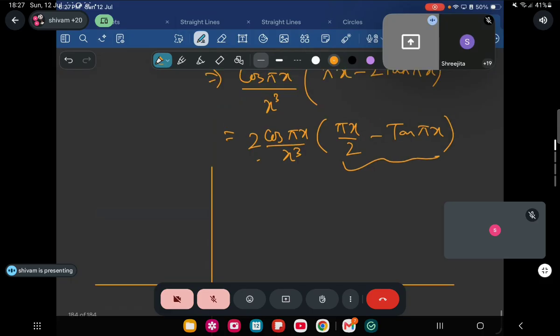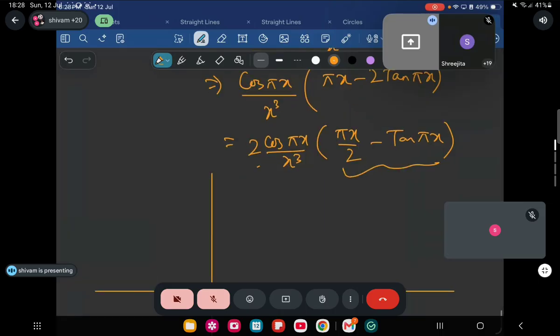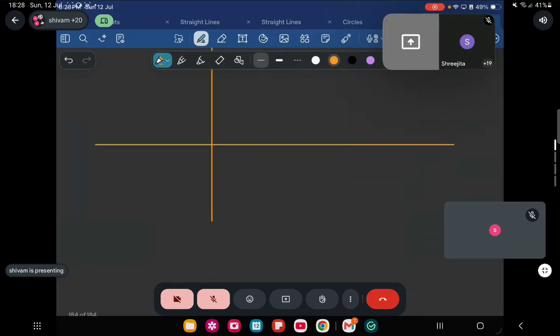Tell me, at what value of x will tan reach infinity? At half, right or not? So see, we need to draw the graph of tan pi x in the interval 0 to half. Now see, its period is 1. Then it will be 3 by 2.